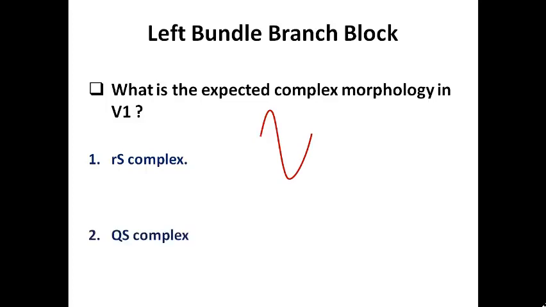We need to ask a question. What is the expected complex morphology in V1? It's an easy question. Either we could see small r followed by deep S wave, which we call RS complex, or QS complex in V1, in which there is large negative deflection without any positive waves.